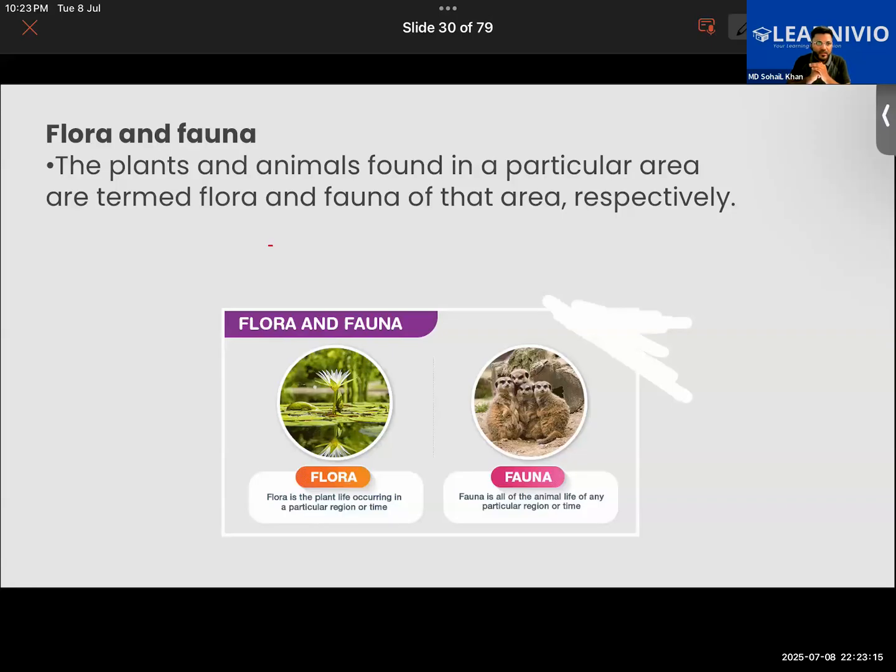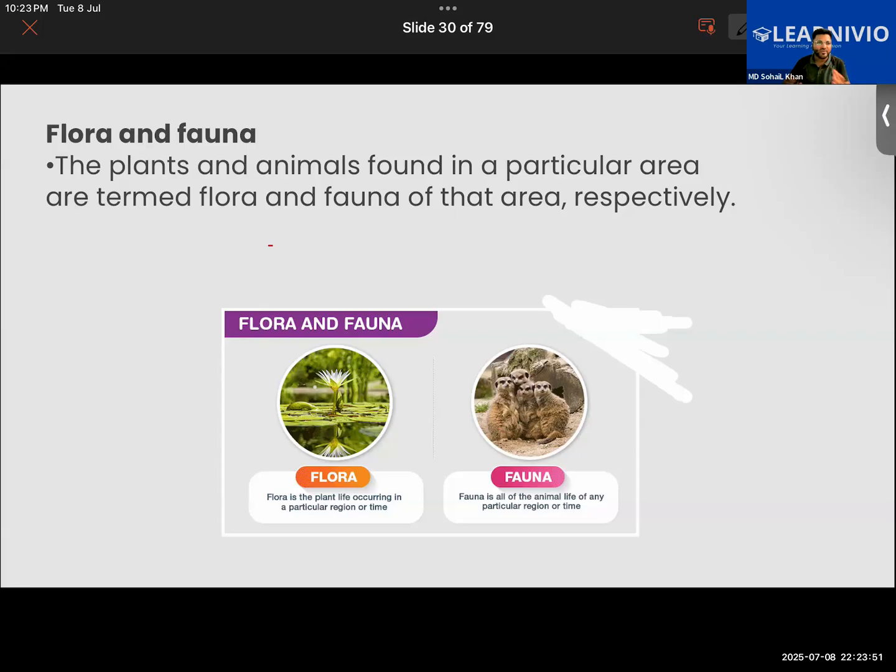See, the plants and animals that are found in a particular area are termed as flora and fauna of that area. And different areas will have different flora and fauna. Flora refers to all the different types of plants growing in that area at a particular period of time. And fauna refers to all the different types of animal life of a given area in a given period of time.